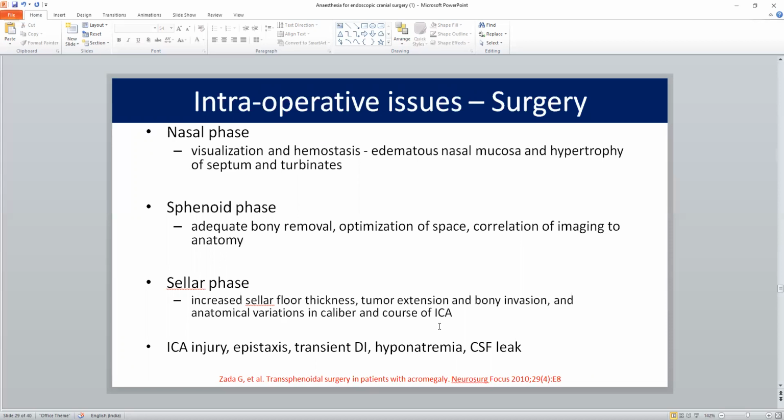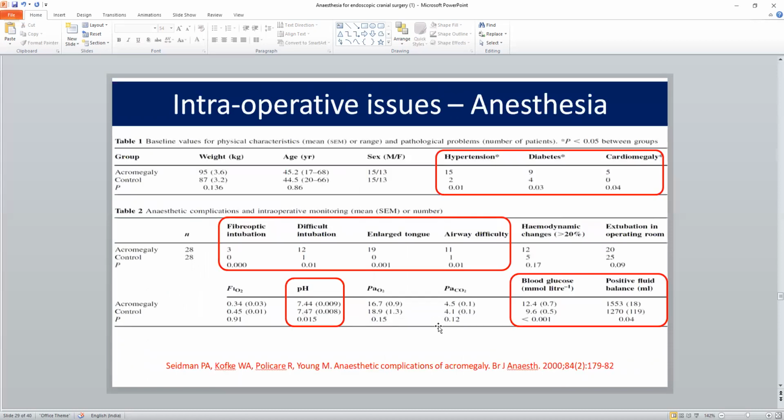During the sellar phase, when the tumor decompression is actually going on, the increased sellar floor thickness, tumor extension, the suprasellar and parasellar region, bone invasion, and anatomical variations in the caliber and course of the internal carotid artery can predispose to difficulties for the surgeon. Now, ICA injuries, epistaxis, transient diabetes insipidus, hyponatremia, and CSF leak are some of the common problems in the postoperative period, but can also occur during the intraoperative period as well.